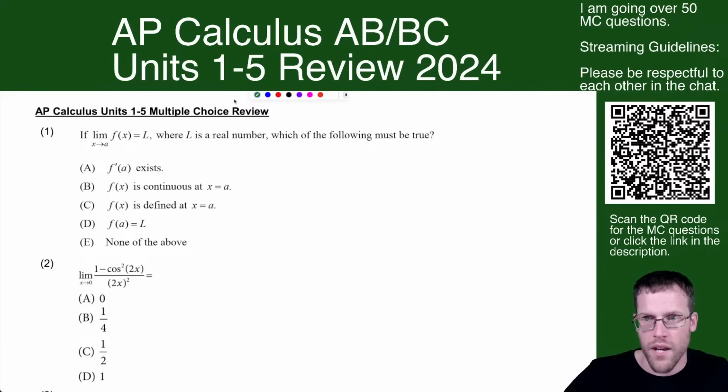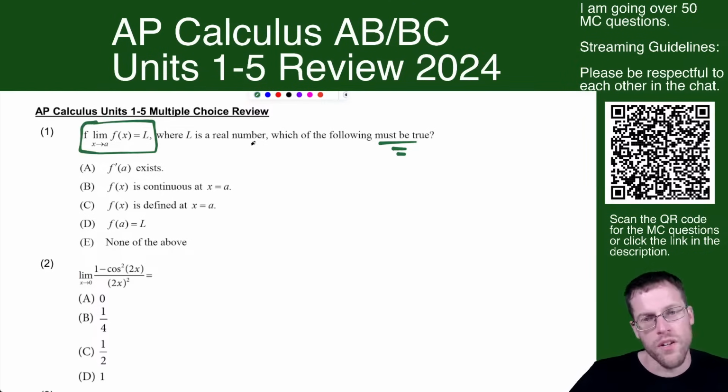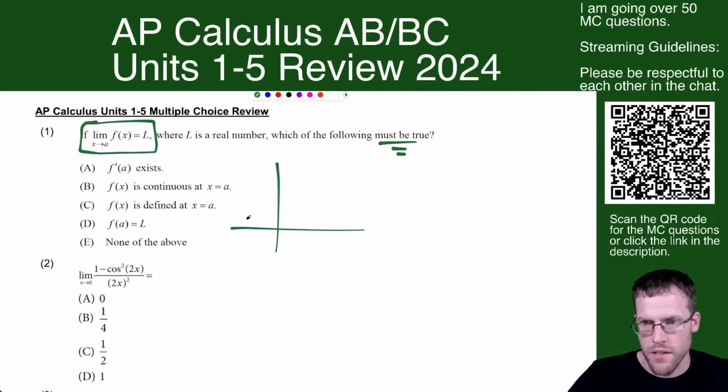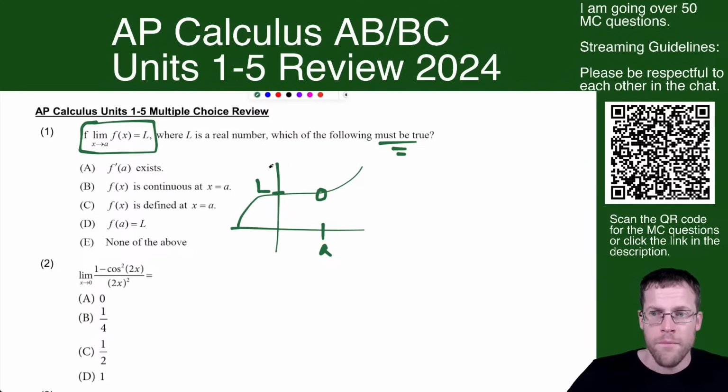So here we are. We have the limit as x approaches a of f of x equals L, and we want to know, if L is a real number, which of the following must be true? Well, if we know that a limit exists, that's all that we know. Then I have some function like this. And if the limit exists, I could have a situation like this where I have a hole in the graph and my limit is equal to L, but my function could be undefined here. Or maybe I have a removable discontinuity. But just because my limit exists does not mean that my function is differentiable at a.